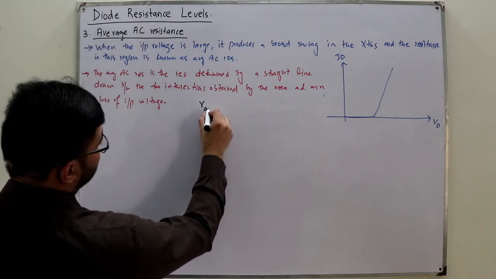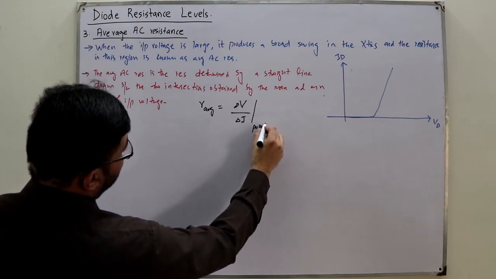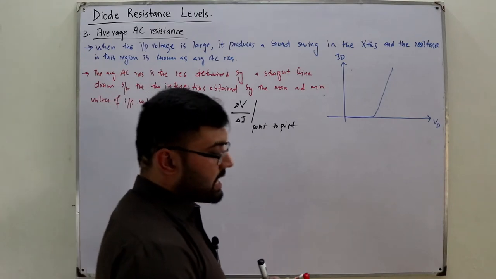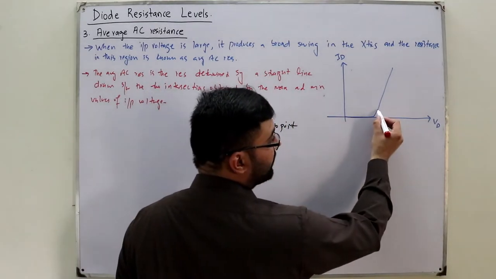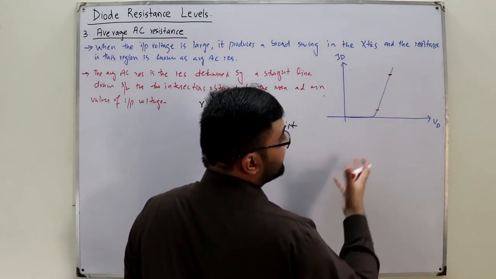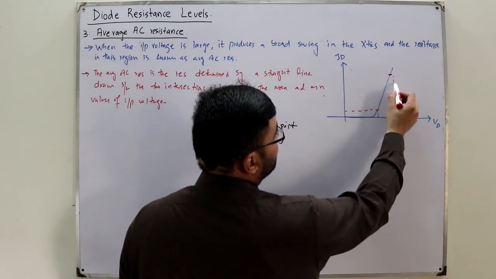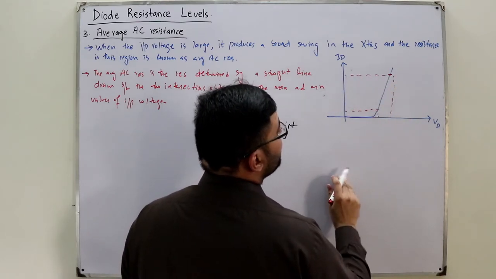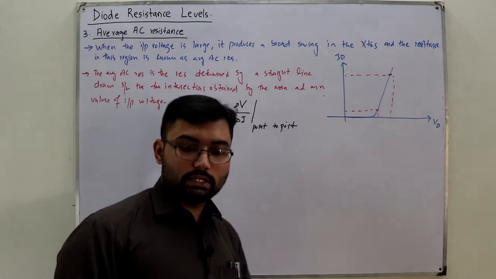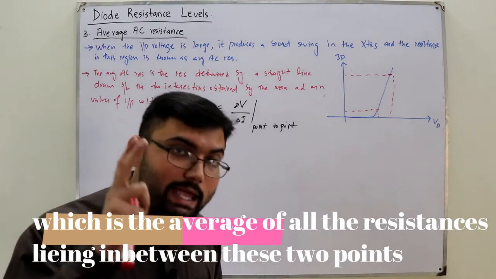R average, I would write as change of voltage divided by change of current, but point to point. Basically we take a minimum value of voltage at one level and a maximum value of voltage at another level, draw a straight line, and you have the corresponding values. The change of voltage divided by the change of current gives you the average AC resistance. The input applied would be time varying, an AC signal.